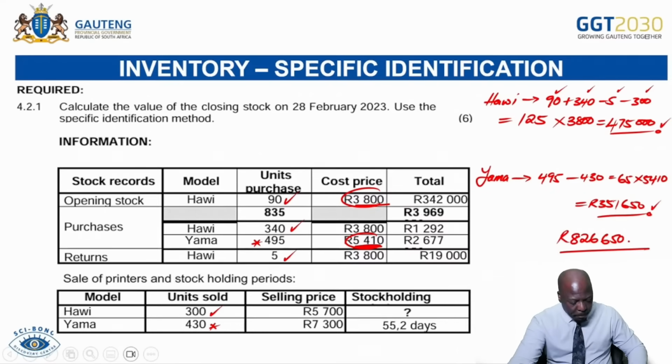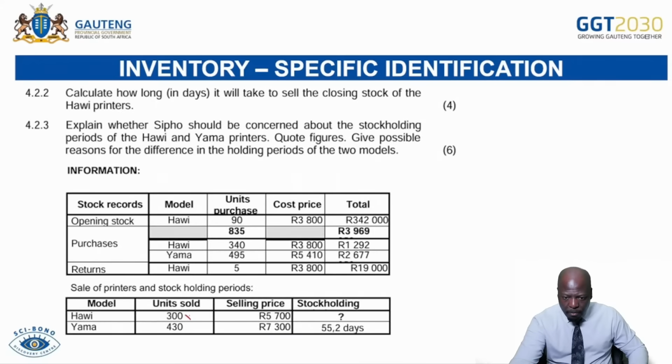Let's go on to the next one. Let's see what next question we can be tested on. The next question says, calculate how long in days it will take to sell the closing stock of the Howie printers. Does this ring a bell now? Okay, so it does ring a bell.